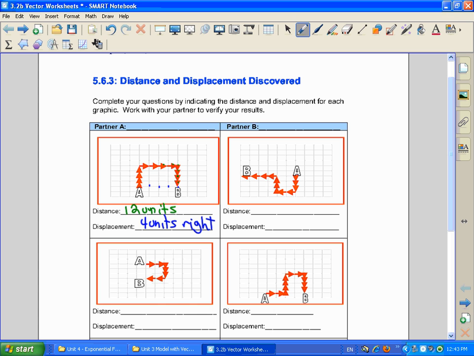Okay, let's take a look at the second example here. Again, for distance, we just count how many units we've moved. So 1, 2, 3, 4, 5, 6, 7, 8, 9, 10, 11, 12. So we've got 12 units that we've moved. Okay, and our displacement is, how far from A to B have we gone? If you count 1, 2, 3, 4, 5, 6, okay, we have 6 units, and of course we need a direction, which is left.